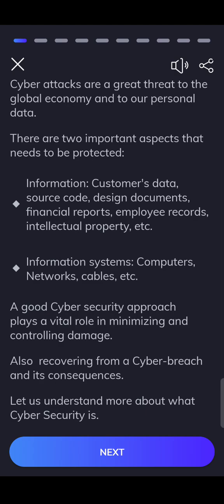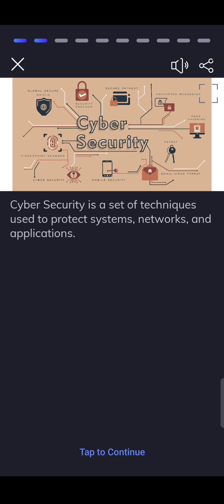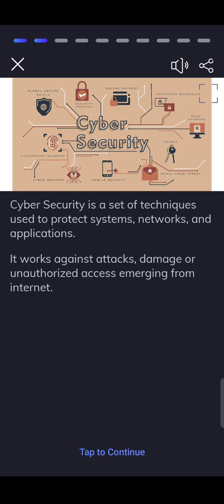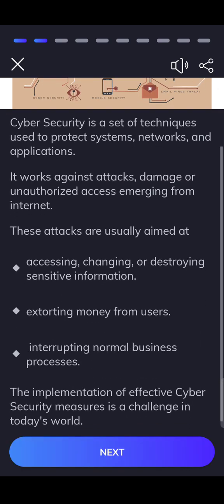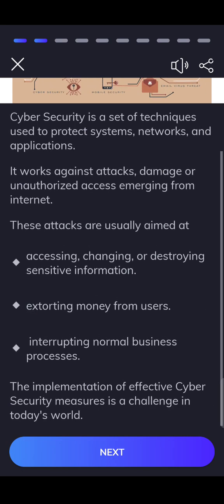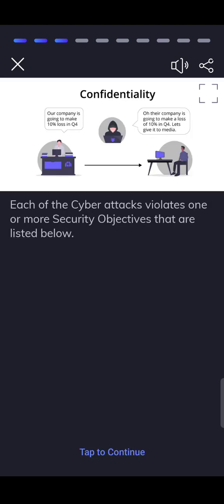Let us understand more about what cybersecurity is. Cybersecurity is a set of techniques used to protect systems, networks, and applications. It works against attacks, damage or unauthorized access emerging from the Internet. These attacks are usually aimed at accessing, changing, or destroying sensitive information, extorting money from users. The implementation of effective cybersecurity measures is a challenge in today's world. Each of the cyber attacks violates one or more security objectives that are listed below.